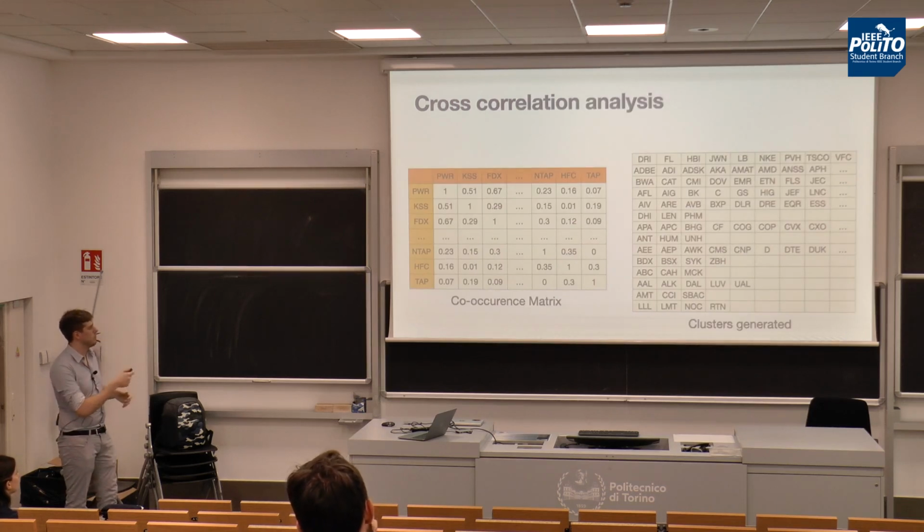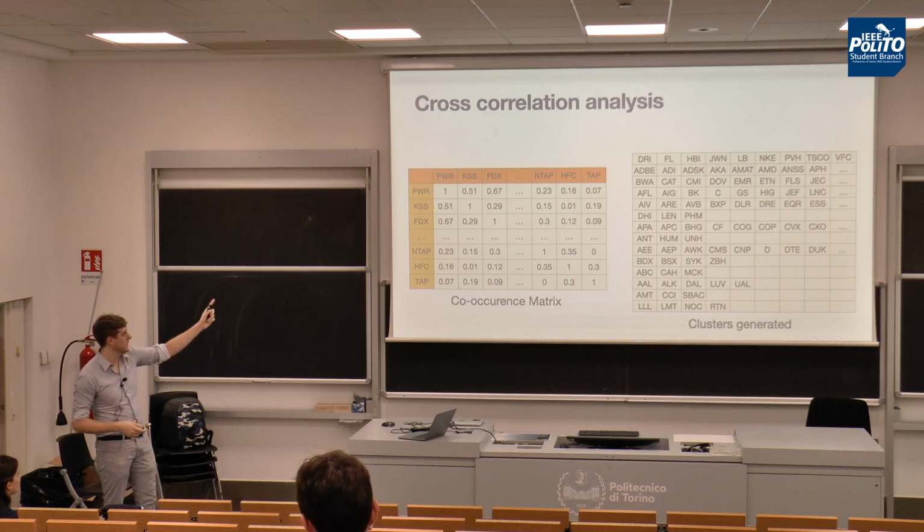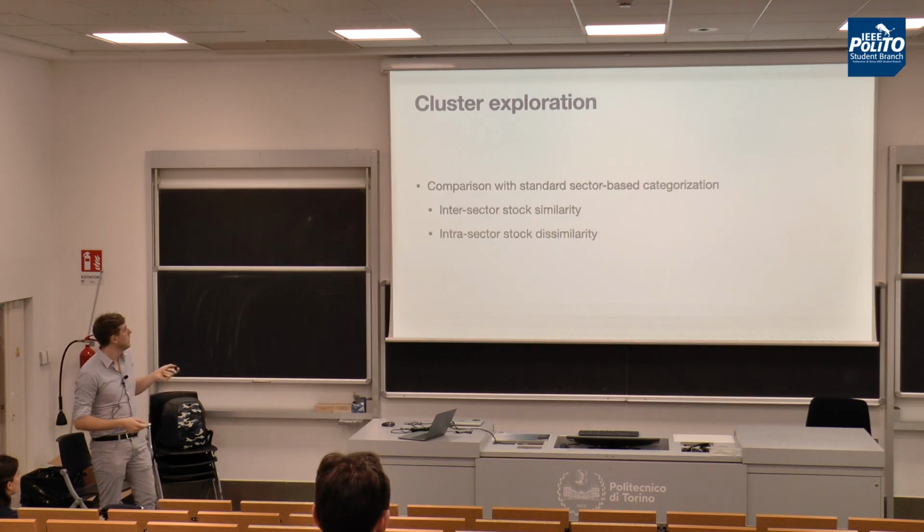The co-occurrence matrix is there just because the method is not deterministic, so we run it 100 times and build a co-occurrence matrix, and we generate these kinds of clusters in which we have multiple stocks aggregated together.